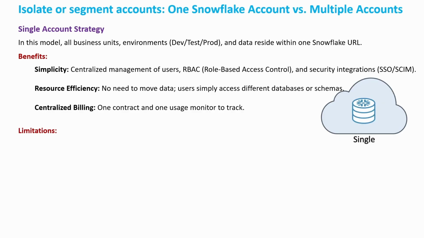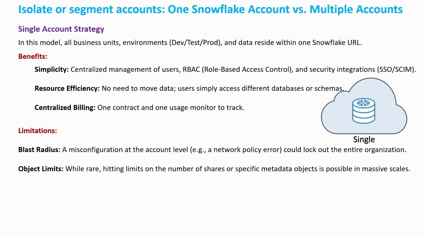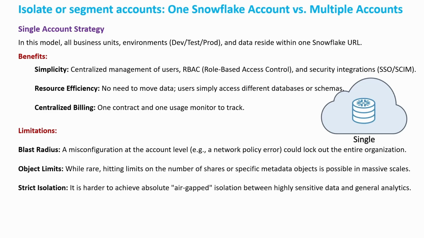If I talk about the limitations, the biggest limitation is blast radius. A single misconfiguration at the account level could lock out the entire organization, right? The other limitation is object limits, which is rare, but hitting limits on the number of shares or specific metadata objects is possible at massive scale. Third is strict isolation. It is harder to achieve absolute air-gapped isolation between highly sensitive data and general analytics. When we talk about the single account strategy, these are simple and efficient, but obviously you have everything in a single place, which might lead to limitations like blast radius and strict isolation.